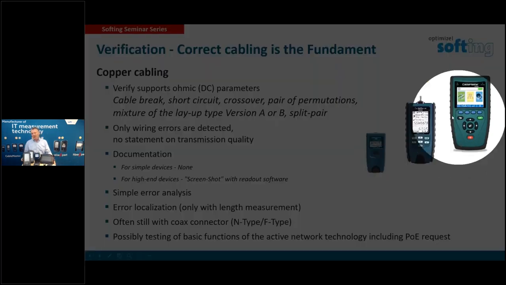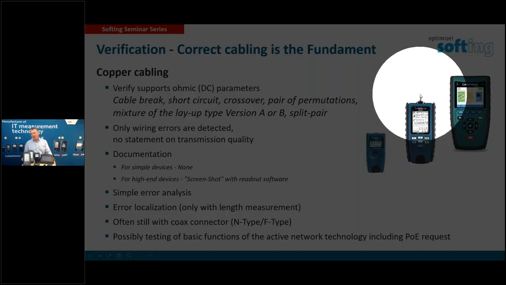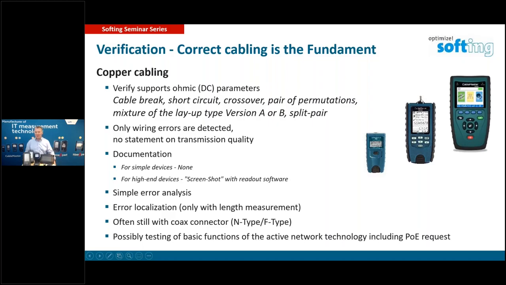Yeah, the Cable Master 600, 800, and the 500 can also measure coaxial cables, so it can check if there's a break or the distance. And as I mentioned before, it also has some PoE, or Power over Ethernet, possibilities to measure that.